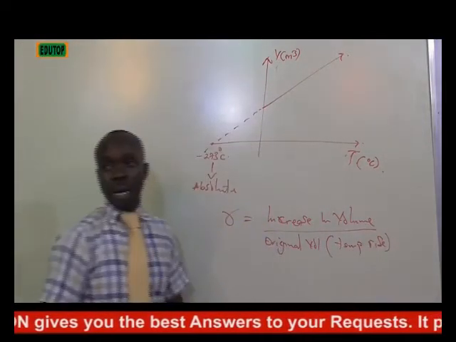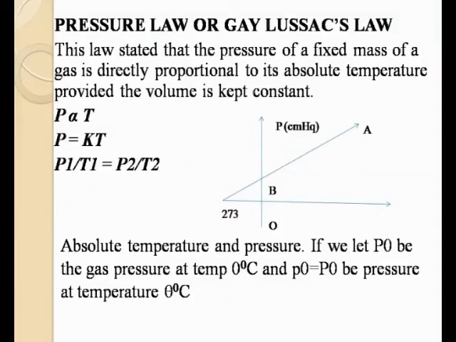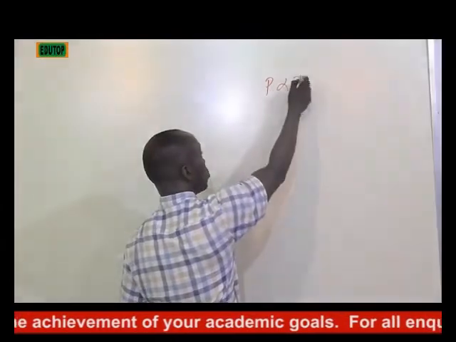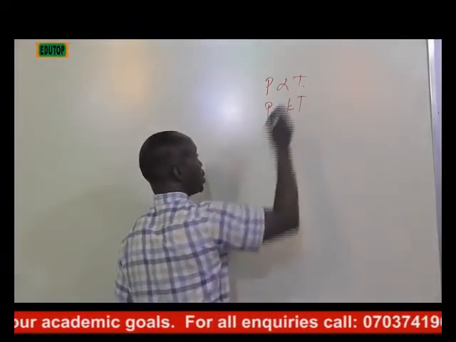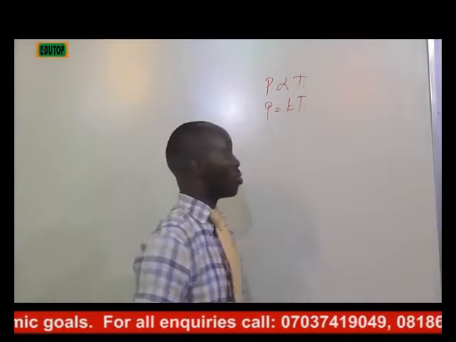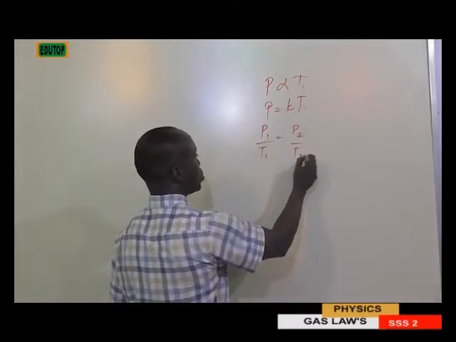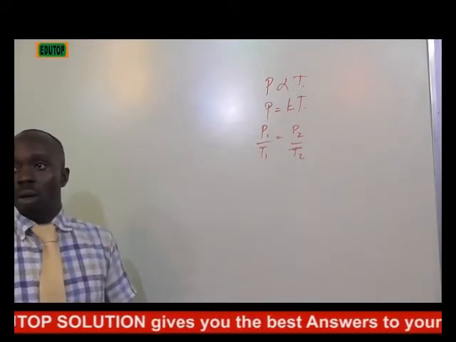Multiplied by temperature rise. Now, pressure law or Gay-Lussac's law. Gay-Lussac's law states that the pressure of a given mass of a gas is directly proportional to its absolute temperature, provided that the volume is constant. P is directly proportional to what? To T. So from there, your P equals KT. So from there, you'll be able to have your P1 over T1 equals your P2 over T2. So from there, you have your pressure law equation.